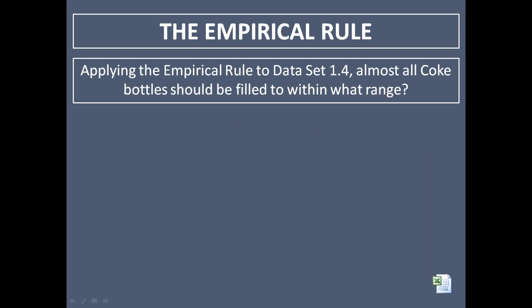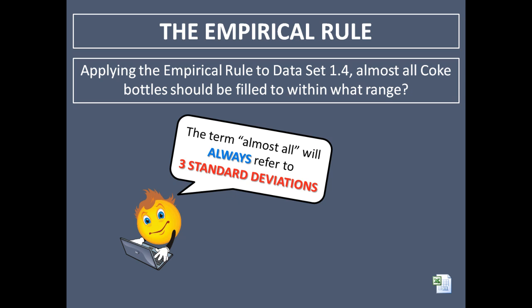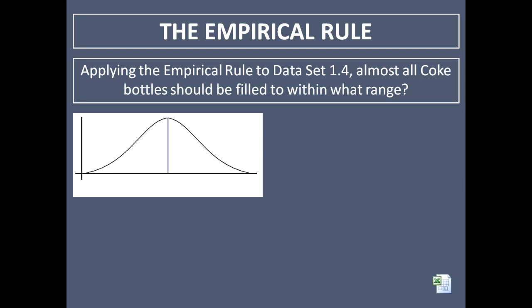So what we have here is a question where we're going to apply that empirical rule to the dataset 1.4 that we just calculated our measures of variability on. So in that dataset, we should find that almost all of those Coke bottles should be filled to within what range? Now, it is very important to point out here that anytime we see that term almost all in this course, it will always refer to 3 standard deviations. So what we want to know here, talking about almost all, is within 3 standard deviations, what should we see as a low value, 3 standard deviations below the mean, and what should we see for a high value, 3 standard deviations above the mean?